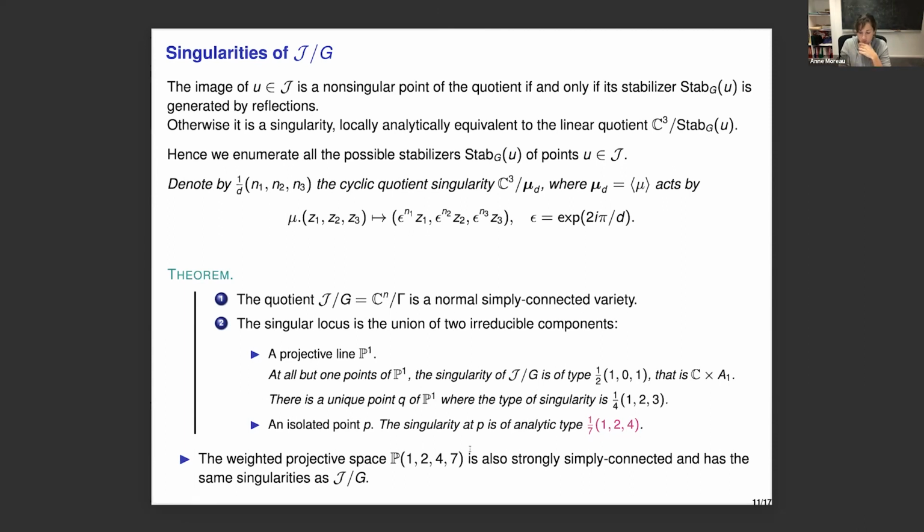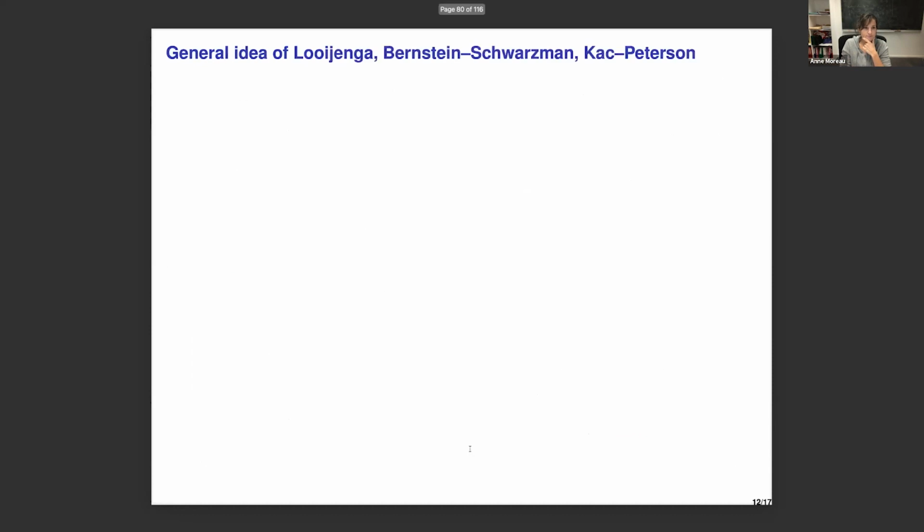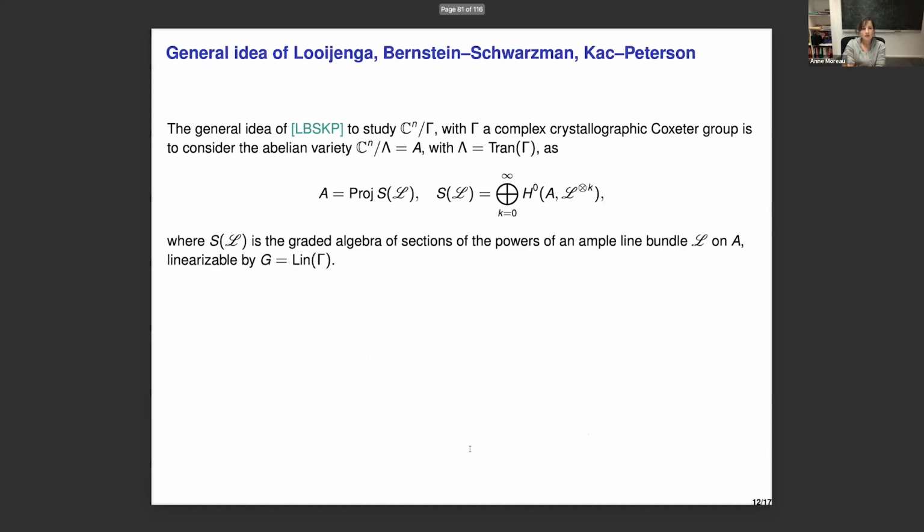So this led us to conjecture the isomorphism. And now I would like to explain the Hilbert series and theta-functions tools. To explain this, I would like to explain the general idea of Looijenga, Bernstein, Schwarzman, and Kac-Peterson. So the general idea was to consider the abelian variety C^n over lambda. So maybe I should explain the notation.